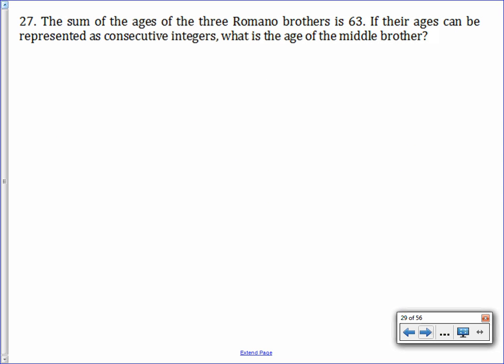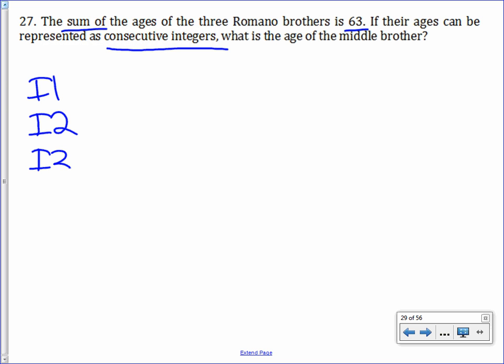The sum of the ages of the three Romano brothers is 63. Awesome. The sum of their ages is 63. If their ages can be represented as consecutive integers, whenever you see consecutive integers, there's three of them, so it's integer 1, integer 2, integer 3: x, x plus 1, x plus 2. Every time you see consecutive integers, x, x plus 1, x plus 2. If it's consecutive even or consecutive odd, it would be x, x plus 2, x plus 4.